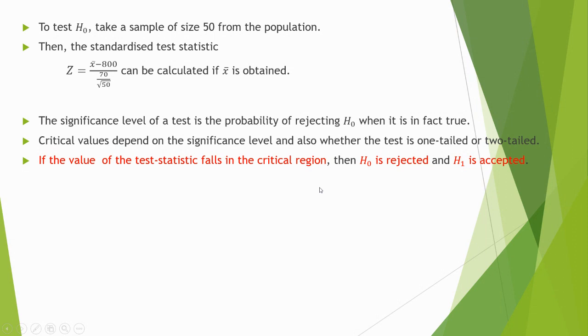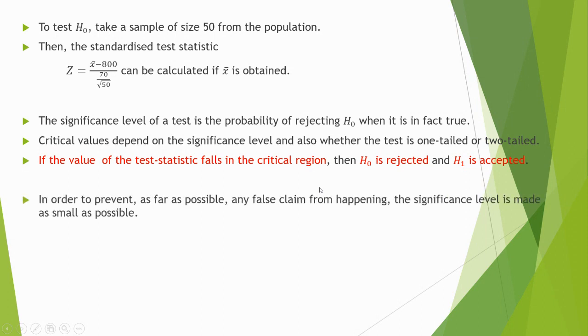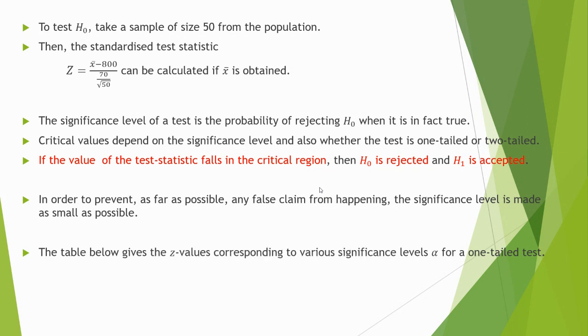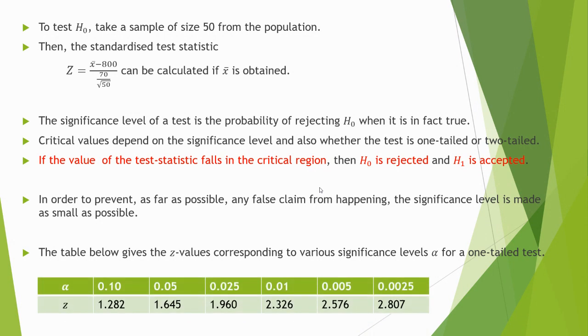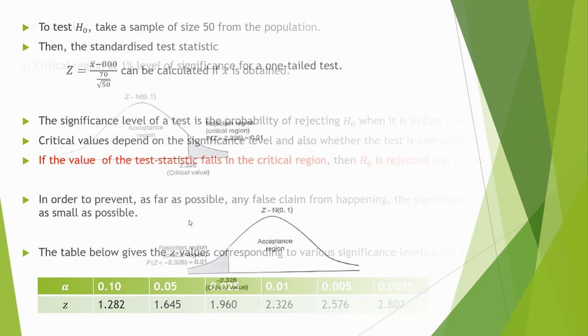Okay, in order to prevent as far as possible any false claim from happening, the significant level is made as small as possible. So the table below gives the z values corresponding to various significant levels of alpha. This one is taken from the specific value from your normal distribution table.